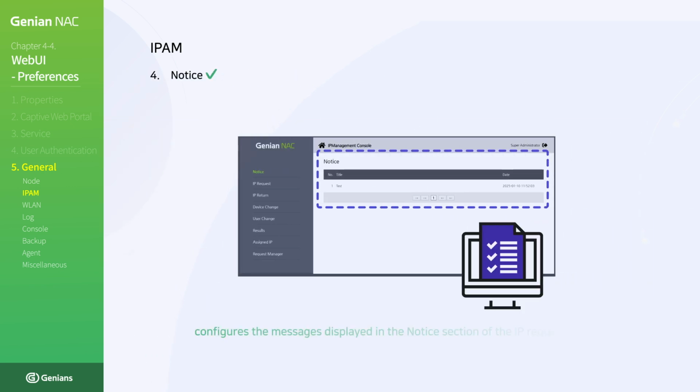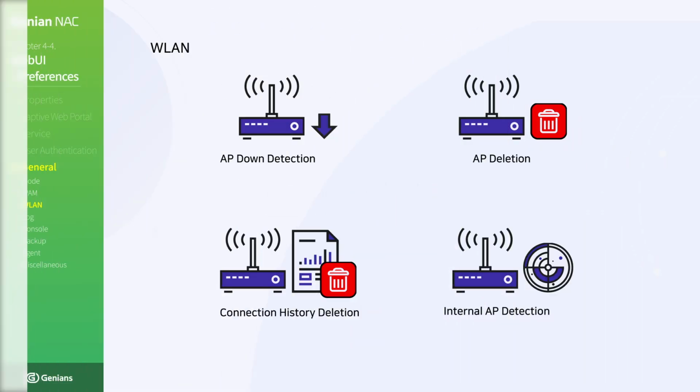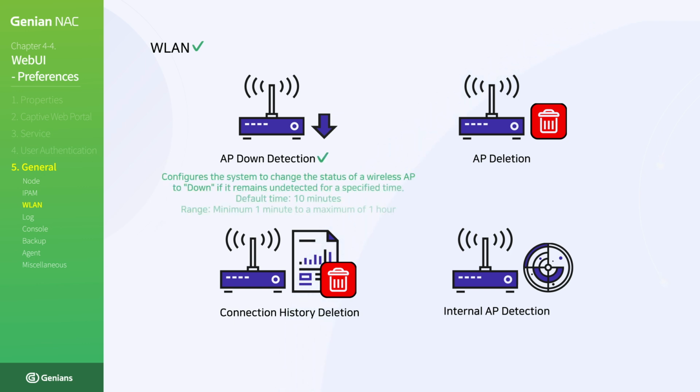The description option configures the system to require a reason when performing IP MAC policy operations in the Management node menu. The Request Page Options option allows you to configure individual help sections and the columns to be displayed for each menu in the IP request system. The Notice option configures the messages displayed in the Notice section of the IP request system.